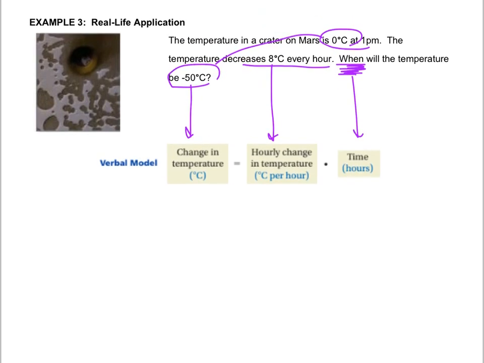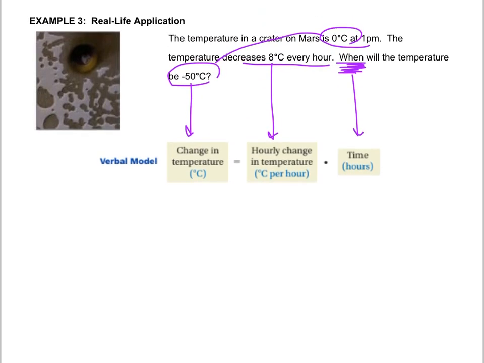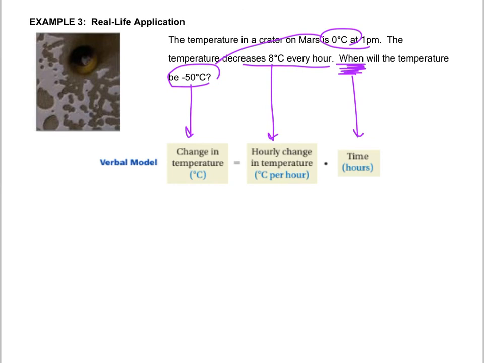So here's how I would set up this equation. I would say the change in temperature is negative 50, and that's equal to negative 8, because it's decreasing 8 degrees every hour, times the time in hours, so I'll just use H for hours. And this is a one-step equation. It's not subtraction because there's a number right next to a variable, so that stands for multiplication. So I'm going to divide both sides by negative 8, so 50 divided by 8. I know a negative divided by a negative is a positive, so that would be 6.25. But that's not the answer because it says when.